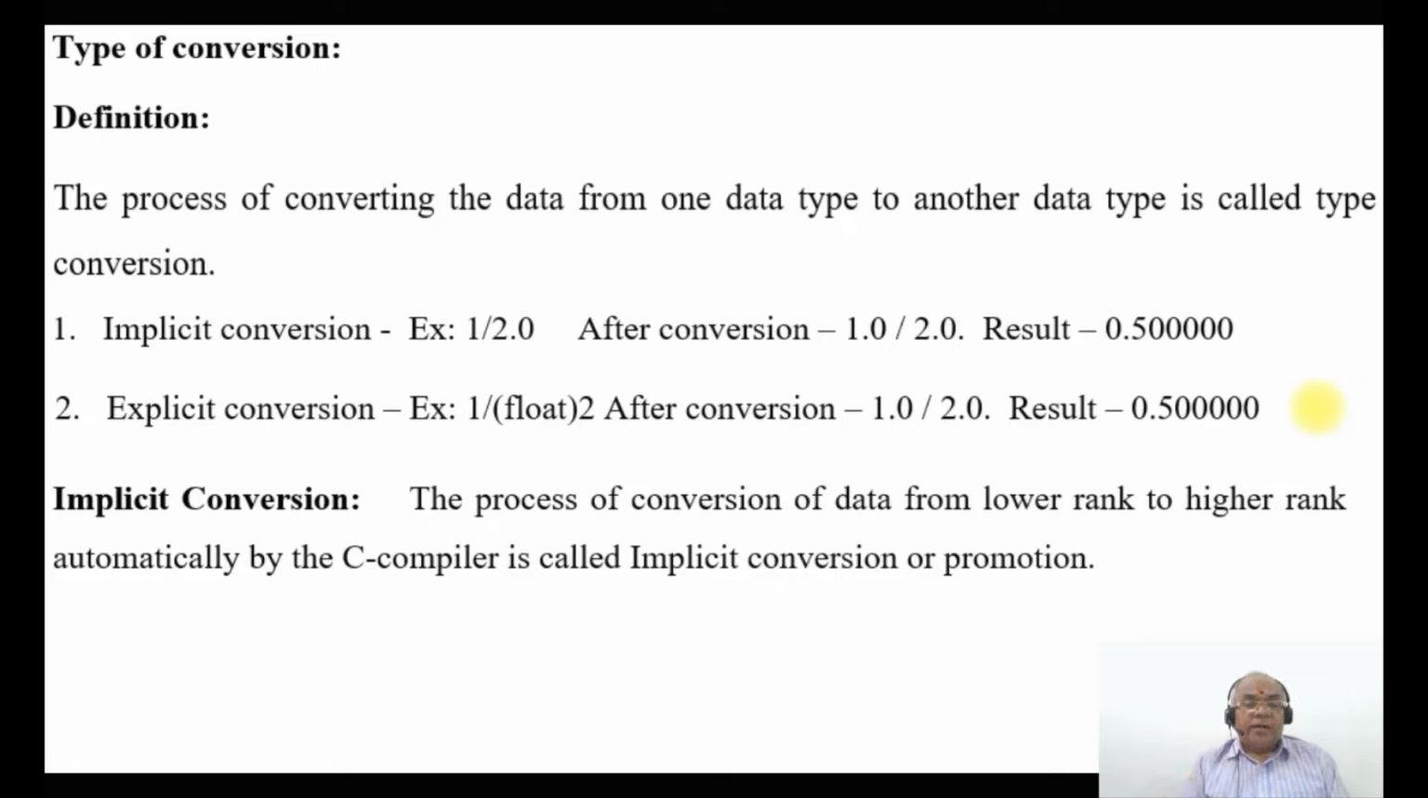So implicit conversion means what? The process of conversion of data from a lower rank to a higher rank automatically by the C compiler is called implicit conversion or promotion. So what does that mean? In the first case, if you take the example 1 divided by 2.0, 2.0 is the higher rank and 1 is the integer, which is the lower rank. So the compiler automatically converts the lower rank into the higher rank. That means 1, which was an integer, because of the floating constant, has been converted automatically into float. That is the reason why you are getting 1.0. Such a type of conversion is called implicit conversion.